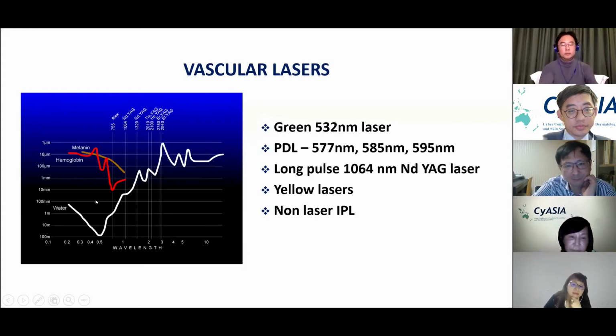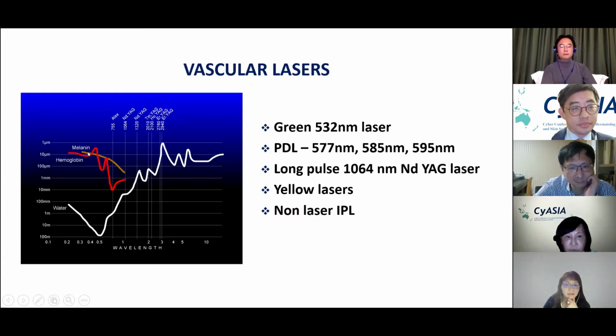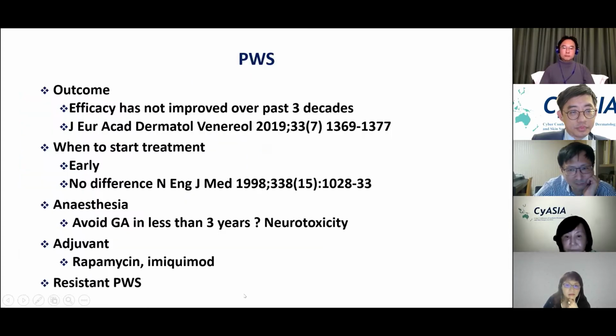If you look at the absorption curve of hemoglobin, you find that there are two peaks. So we were actually concentrating on the green-yellow light. But because of the depth of penetration, some of our lesions are too deep. So the next laser that came in was a long pulse Nd:YAG laser to target the other peak here. Subsequently, we have other lasers like the yellow lasers, and of course the non-laser, which is the IPL.